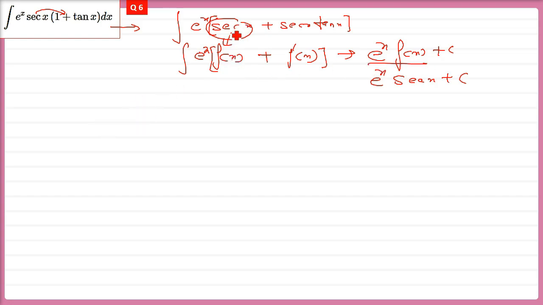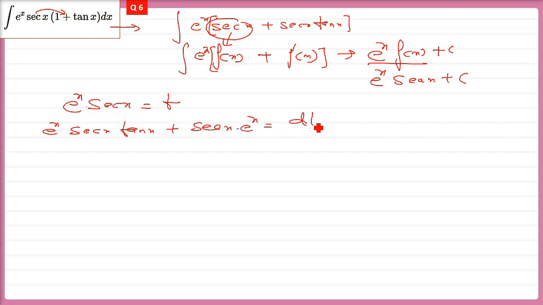So we'll take that e raised x f(x), which you find out from here. You know already what is f(x) and what is f'(x). So e raised x sec x equals t. We just assume it to be t. Then we'll differentiate both the sides. So the derivative of e raised x sec x will be sec x tan x, sec x will remain like this, then e raised x will be e raised x, and this will be equal to dt by dx.